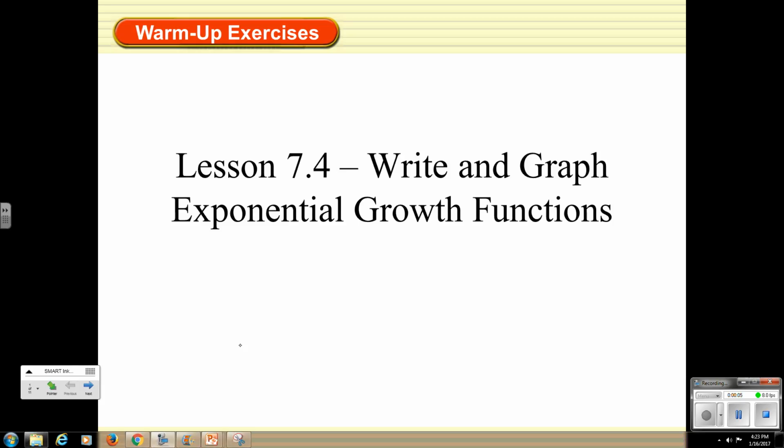This is our fourth section in chapter 7, and it's the second to the last section. And this is all about writing and graphing exponential growth functions. And you'll see what we mean by growth here in a minute. But this is exponential growth functions, and we haven't dealt with exponential functions yet. So you'll kind of see how it works. It's not super difficult, but it kind of goes with what we've been doing with learning about exponents.